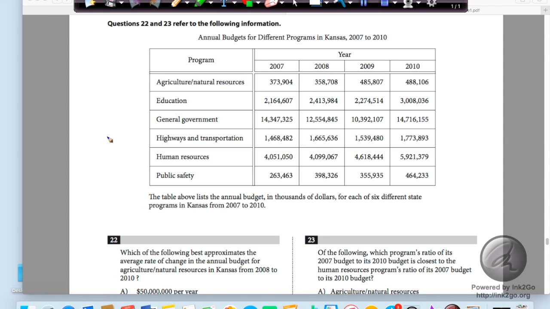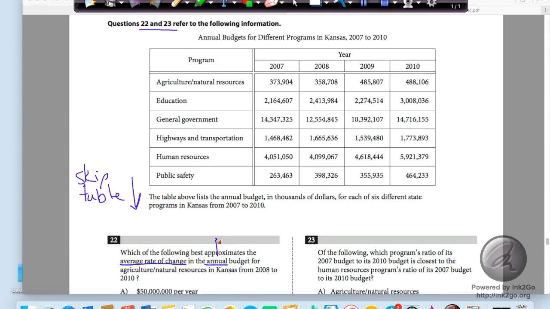Okay, so moving on to problems 22 and 23, I see here that it says the questions 22 and 23 refer to the following information. You want to do your best to let the questions guide you. So when you get information like this, you want to do your best to skip the table and get to the questions. Let the questions guide you for specifically what you need to be looking for in an effort to save time. It says, which of the following best approximates the average rate of change in the annual budget?